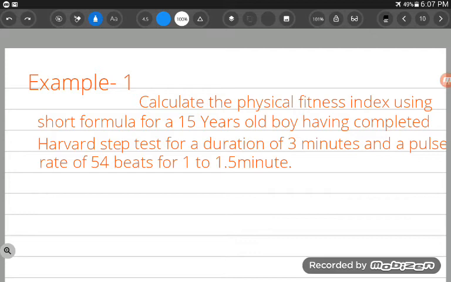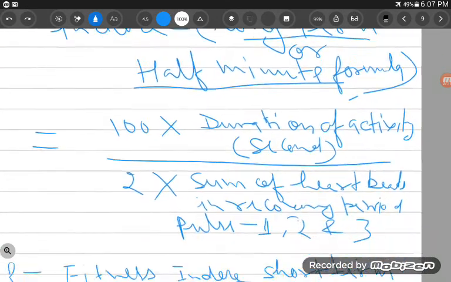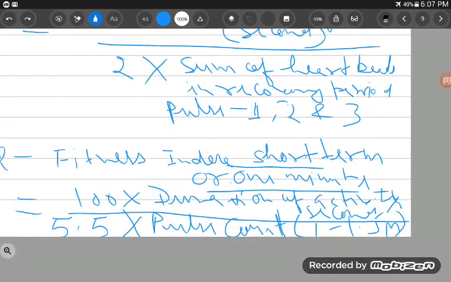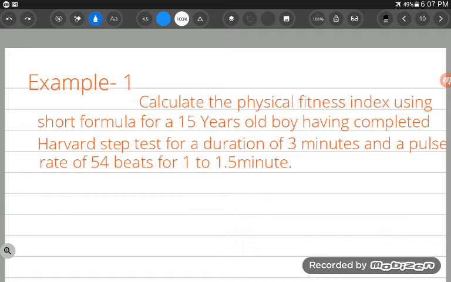The SART formula is the second formula. What is the second formula? 100 multiply duration short term. SART formula, 1 minute: 100 multiply duration of activity upon 5.5 multiply pulse count between 1 to 1.5. Such type of indication you will get in the question.